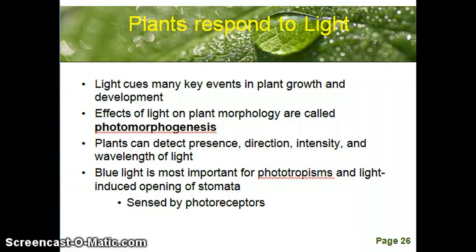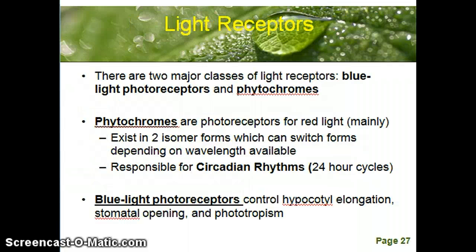Blue light is considered the most important for phototropisms and light-induced opening of stomata. And this occurs by the reception of the light stimulus by photoreceptors. So there are two major classes of light receptors. There's the blue light photoreceptor, and there are phytochromes. So we will start the next section of this lecture discussing the two types of phytochromes and the blue light photoreceptors.